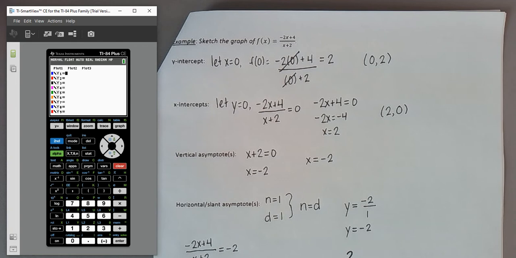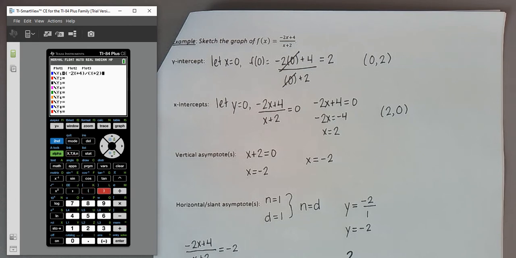So f of x, that's represented as our y, that's already there. We want to type in the actual expression. Now when you type a rational function, make sure you put parentheses around the numerator and put parentheses around the denominator. That's going to be very, very important. If you leave them off, you might not get what you want. Let's try that again. So negative 2x, there we go, plus 4, close your parentheses, divide by x plus 2.